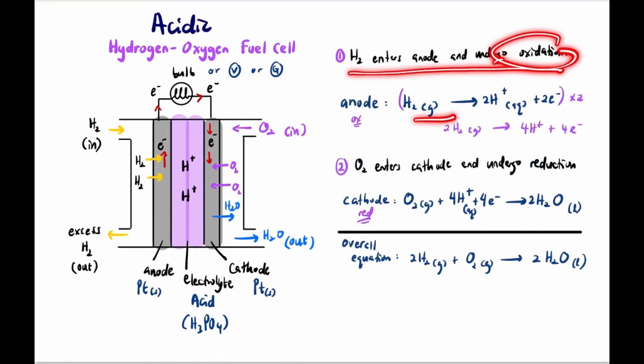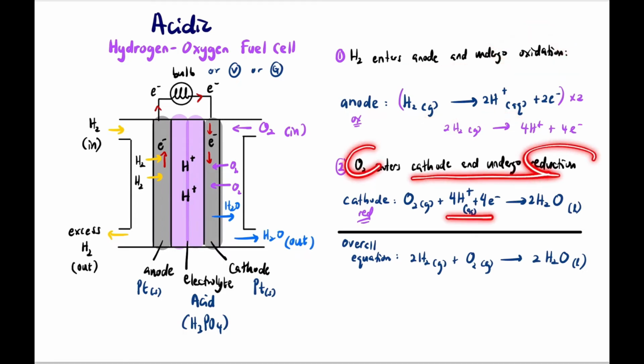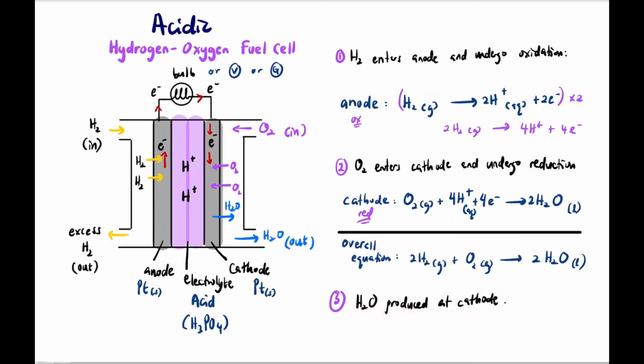So quick recap what happened. Number 1, H2 enters anode and undergo oxidation. That's the equation. And then O2 enter cathode and undergo reduction, and that's the equation. And then we get the overall equation, and H2O is produced at cathode.